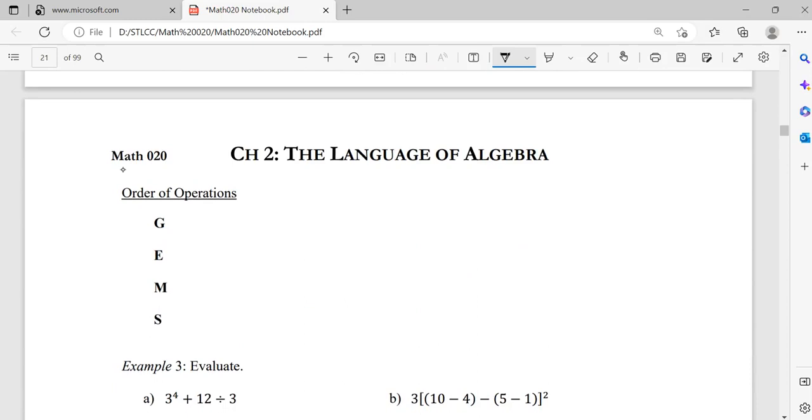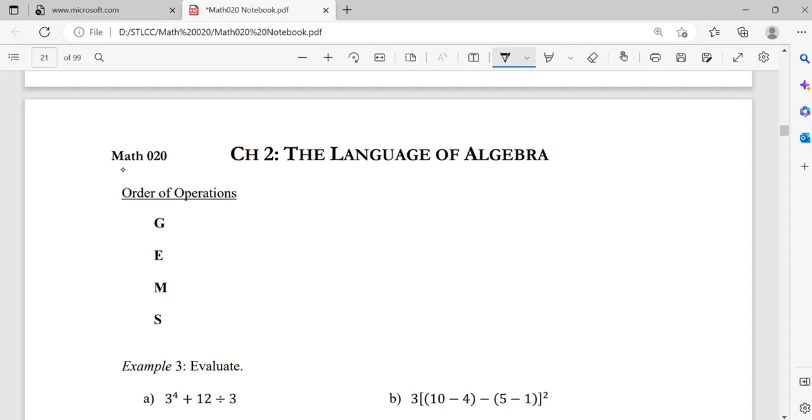Okay, so the next concept in this lesson 2.1 is order of operations. A lot of you probably know PEMDAS. We use GEMS, trying to step away from PEMDAS because PEMDAS stands for parentheses, exponents, multiplication, division, addition, subtraction. So we have a whole generation of students growing up believing that multiplication always comes before division because that's what the acronym PEMDAS stands for. So we're stepping away, using GEMS.